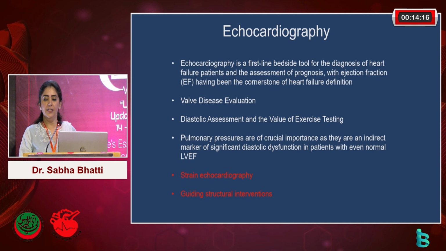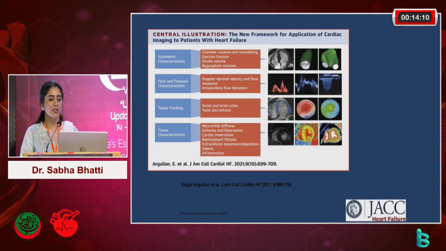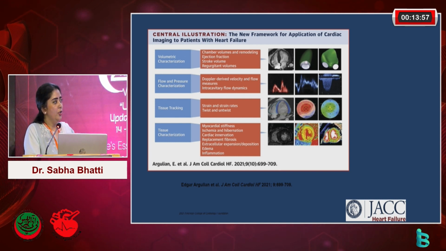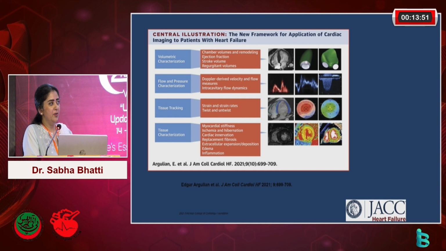But the things I want to highlight today are some of the newer things like strain echocardiography and then the guiding of structural interventions. So this is a central illustration taken from JACC Heart Failure. It was published in 2021 that nicely summarizes where all the different cardiac imaging modalities fall. So we have volumetric characterization up here, chamber volumes, ejection fraction, stroke volume. So here you see an MRI image and some 3D images here.